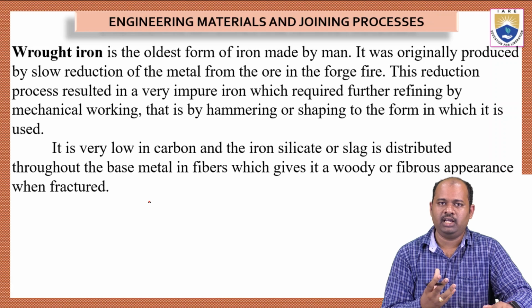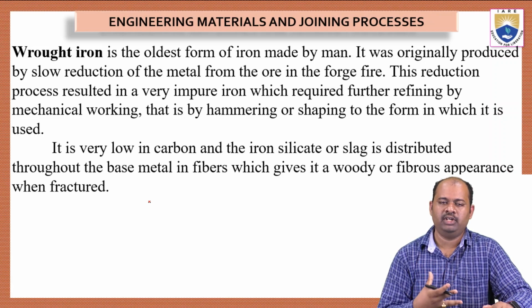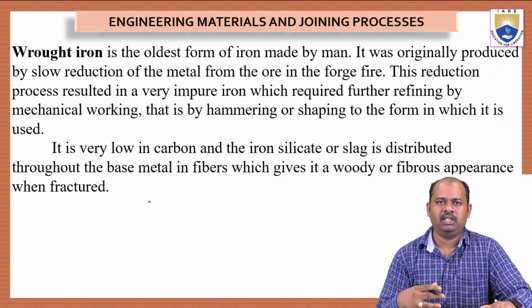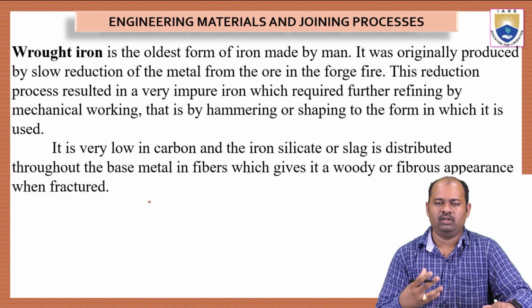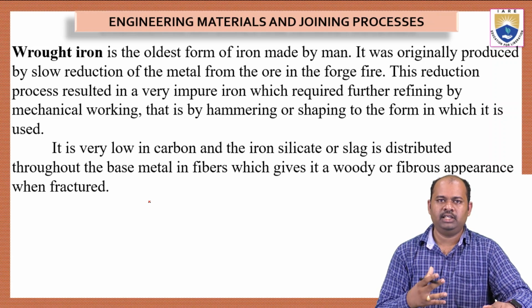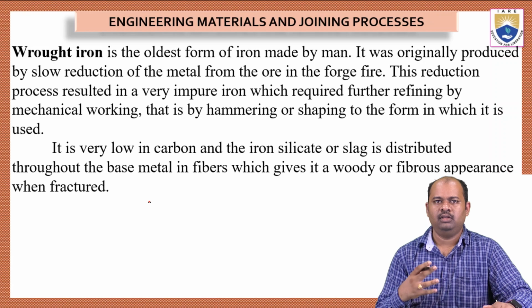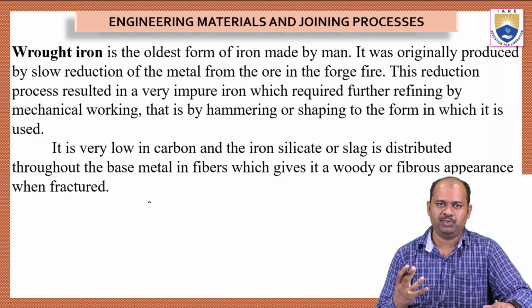Where did they find this iron? This iron is found mostly in the earth's crust. They dug up the iron ore and filtered it to some extent, and they prepared tools using this wrought iron. So wrought iron is an old technique used for the preparation of tools like swords and spears, which can be used for hunting animals. So this is an old technique made by man.